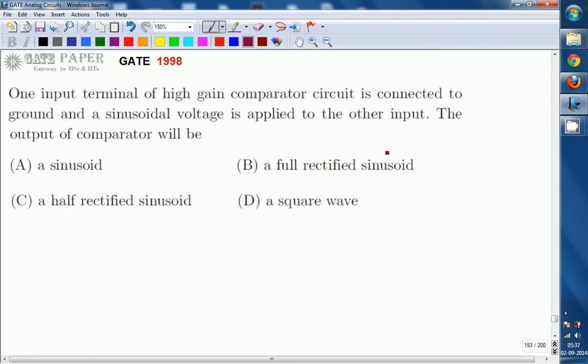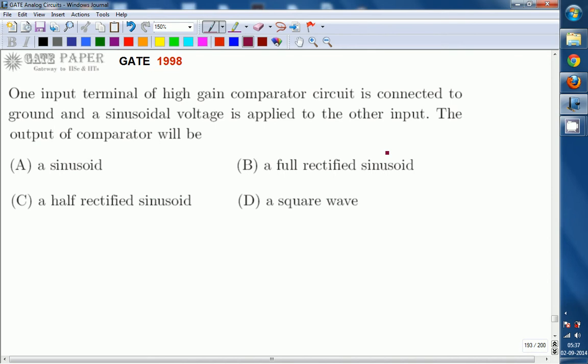Hello, we are discussing the GATE 1998 ECE paper, and this question is related to analog circuits. One input terminal of a high gain comparator circuit is connected to ground and a sinusoidal voltage is applied to the other input. The output of the comparator will be: A. Sinusoidal waveform, B. Full rectified sinusoid, C. Half rectified sinusoid, D. Square waveform.